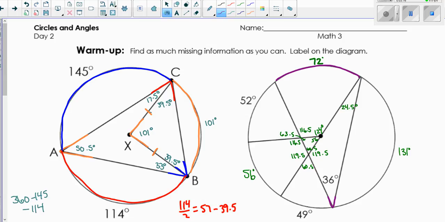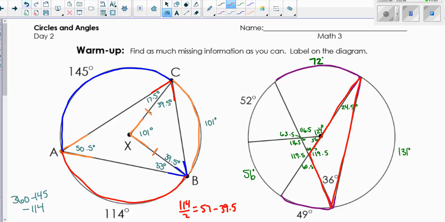And then you have every arc except for one, so you can do 360 minus 72 minus 52 minus 56 minus 49, and you get your 131. Okay. From there, I saw that if this is 49, this arc right here opens up to this inscribed angle. So half of 49 is 24.5. Right? And then you have a triangle right here. So if you know two of the angles, subtract 36 and 24.5 from 180, you get 119.5.